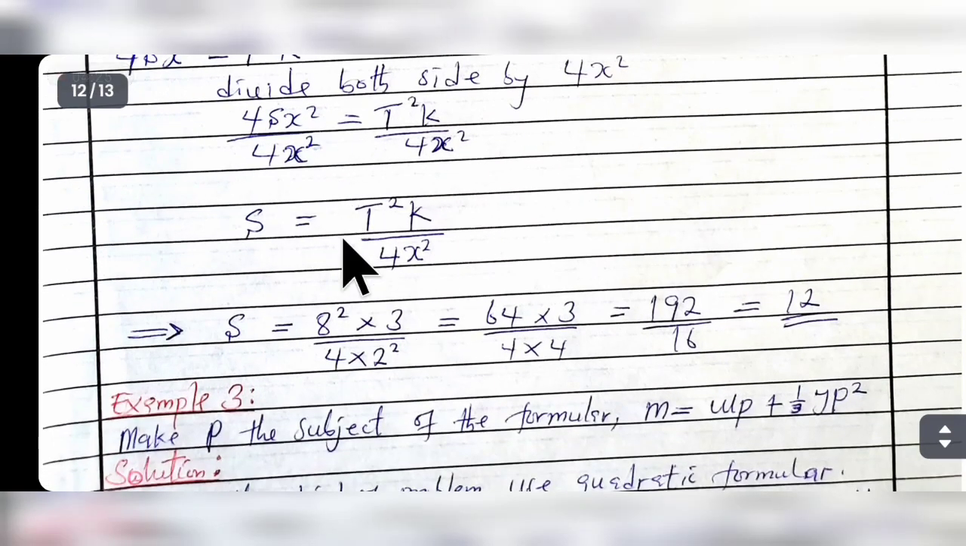Then t is given to be 8, so we have 8² times k, which is given to be 3, all over 4 times s², where s is given to be 2. So 8² is 64 times 3, all over 4 times 2² which is 4. 64 times 3 is 192, and 4 times 4 is 16, which equals 12.